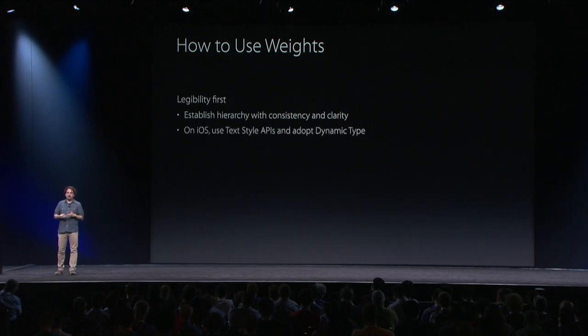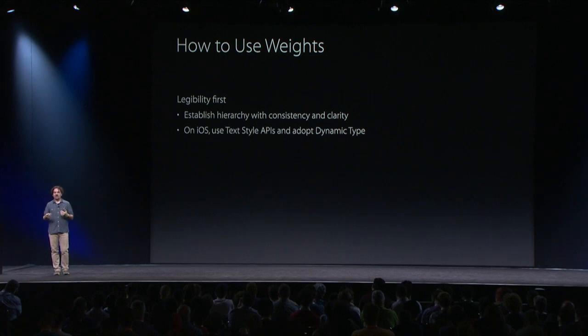And if you don't feel comfortable doing that, iOS already has a system that you can adopt that has a hierarchy embedded within it of sizes and weights that go along together. These are the text styles APIs that are used for dynamic type, which also give you all the dynamic type advantages, such as users can go in their preferences, change their font size, and your app will react accordingly.